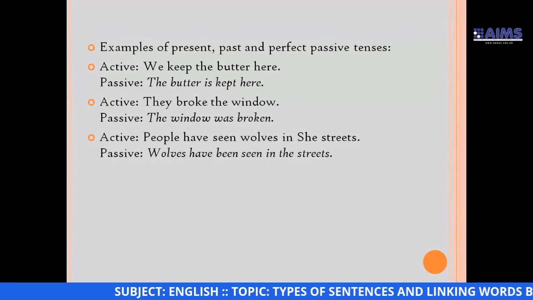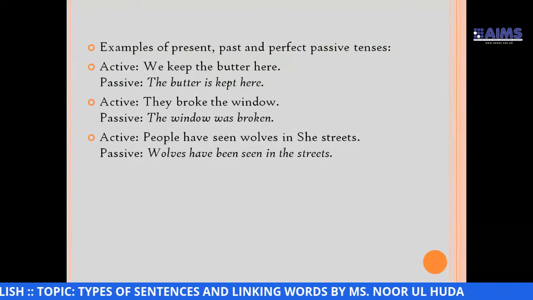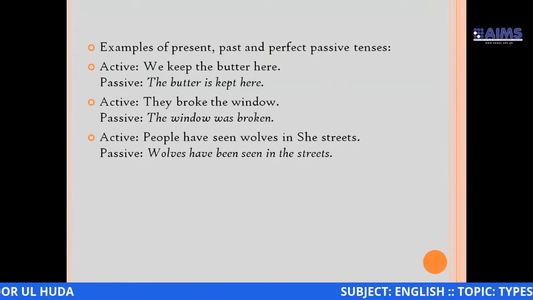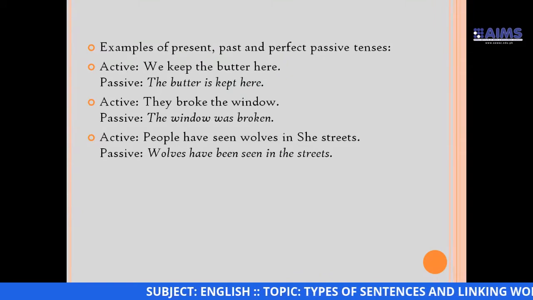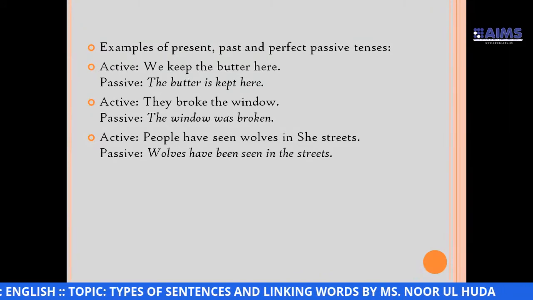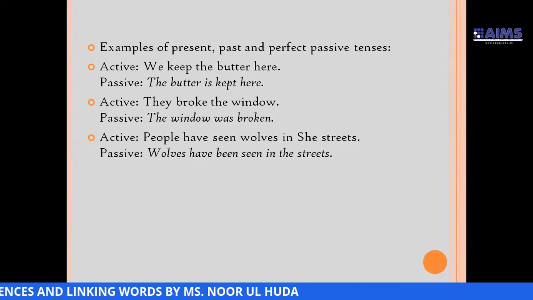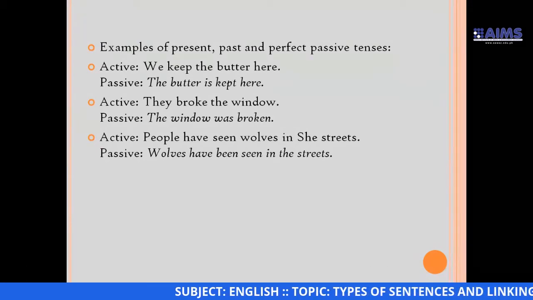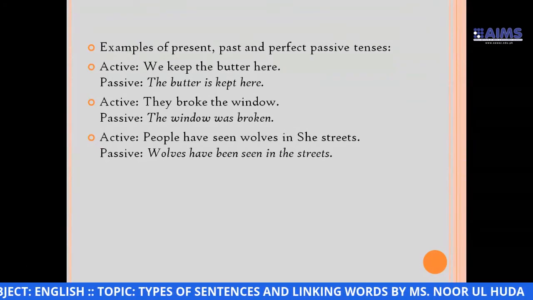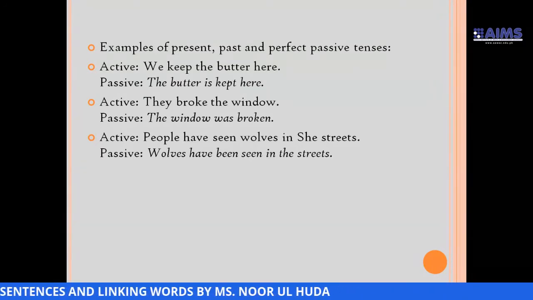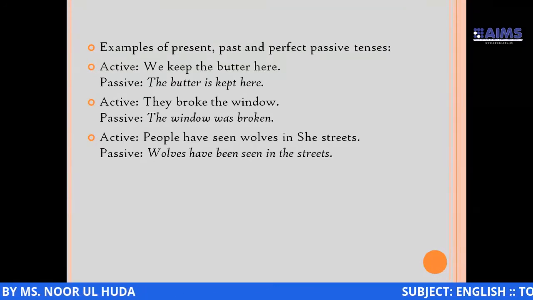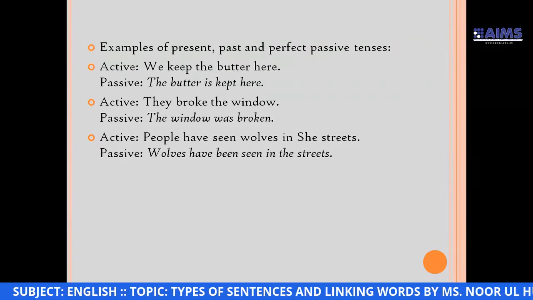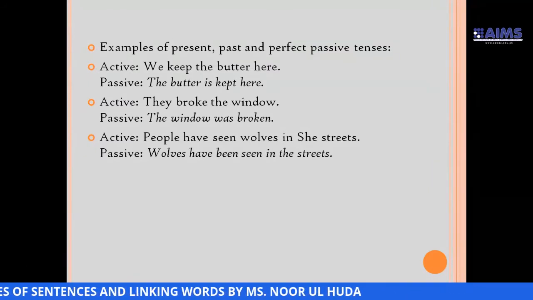Here we go with different examples of passive structure which we use in present, past, and perfect passive sentences. One is the example of the simple present. We keep the butter here. Now, the butter is kept here. There is no agent here, no subject is mentioned, but the message of the sentence is clearly described. Another sentence is in the past tense: they broke the window. Now, the window was broken. It could be the window was broken by them, but it is not a necessity to include "by them" here.